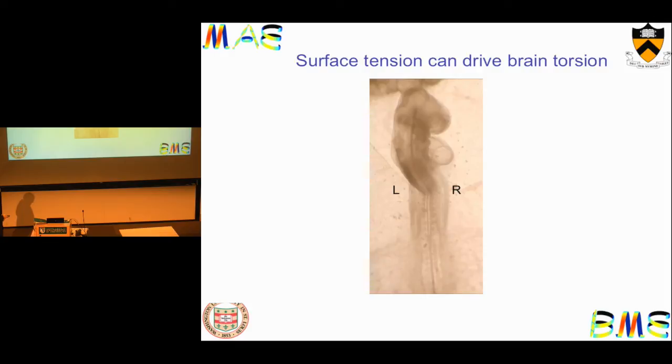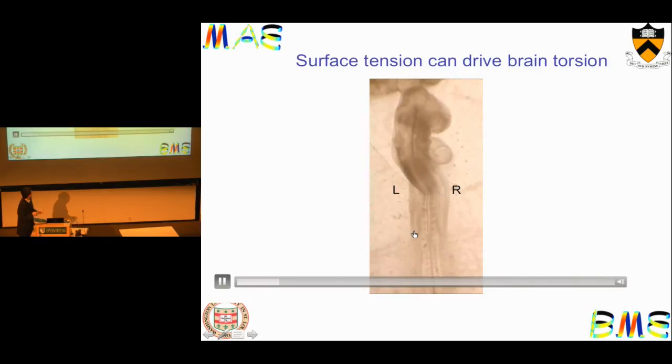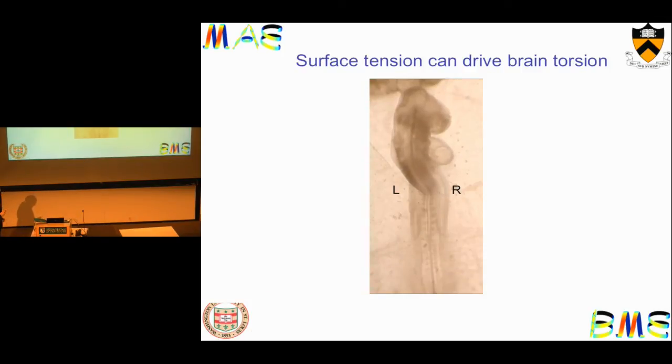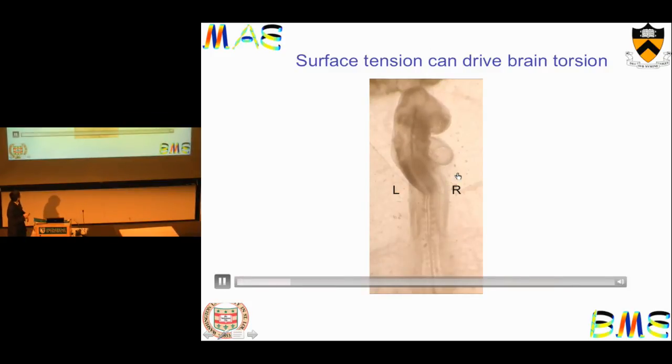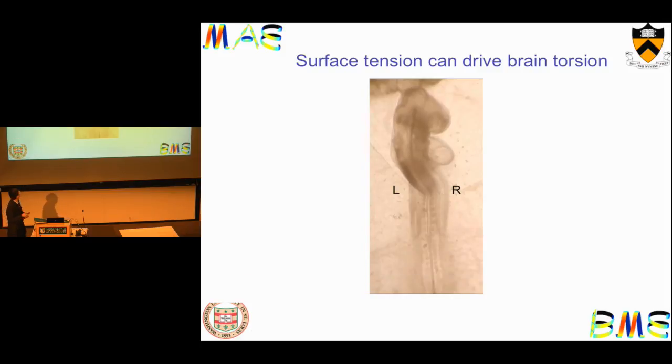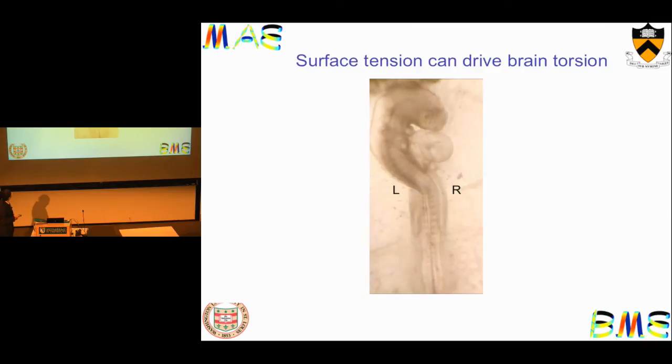So here's the movie. You can see the heart is beating. We simply lower the level of the culture media, and you can see that by applying the surface tension, the embryo immediately twists to a position that's comparable to a control embryo. And that's in real time.